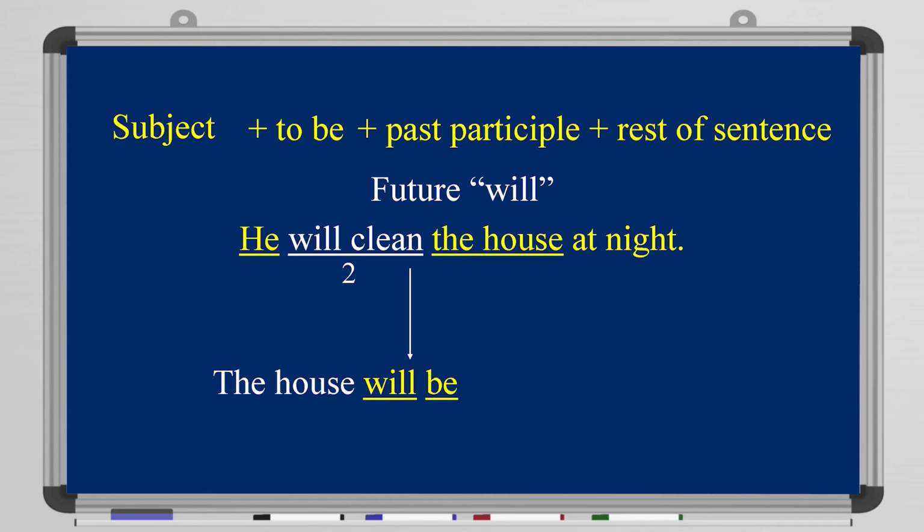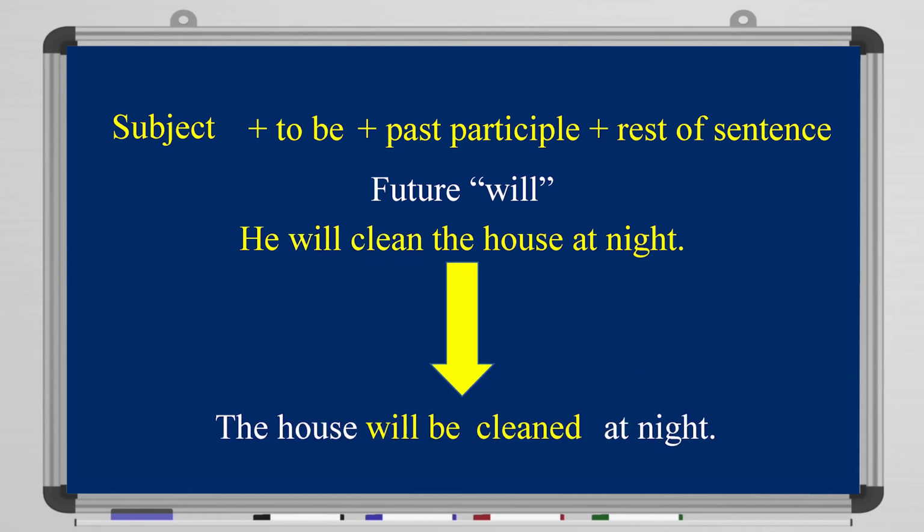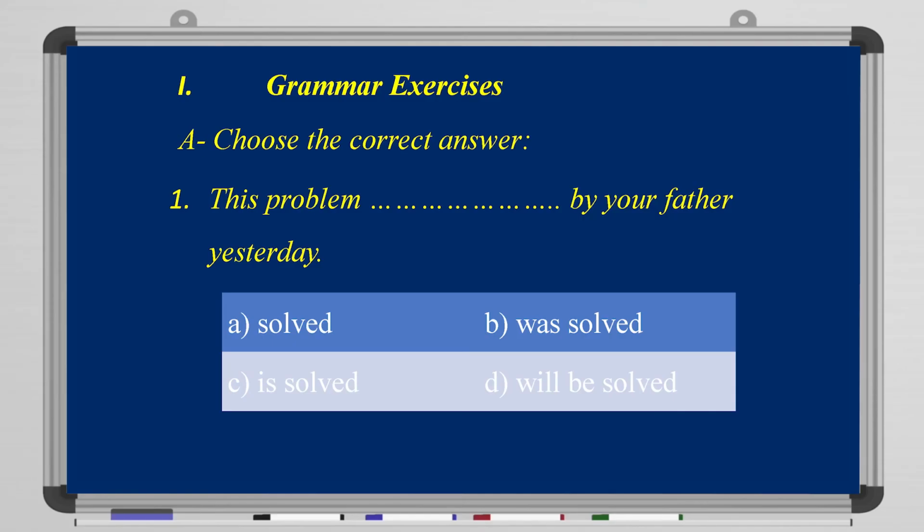Then we put be. Excellent. And then the verb becomes the past participle. Clean becomes cleaned. Excellent. At night, you put the rest of the sentence. That's it. The answer is the house will be cleaned at night. Is that good? So did you get it? Yeah? Go back to it. Look at it more than once so that you can grasp the idea of how to change a sentence from active into passive. Let's look at a few exercises and a few questions.